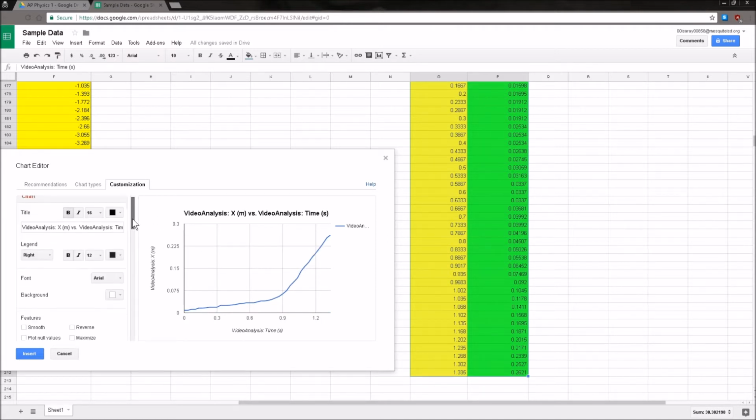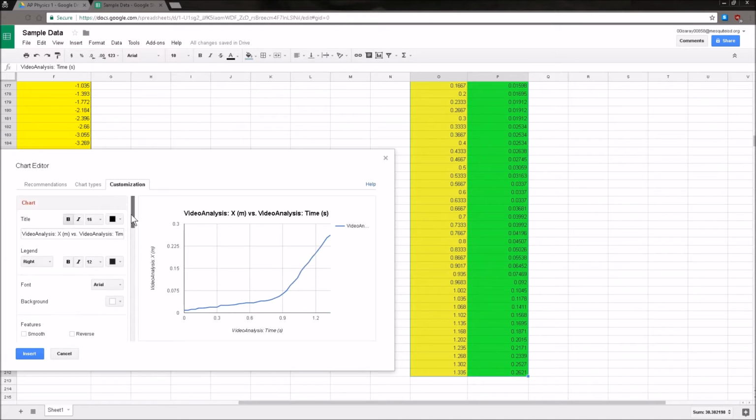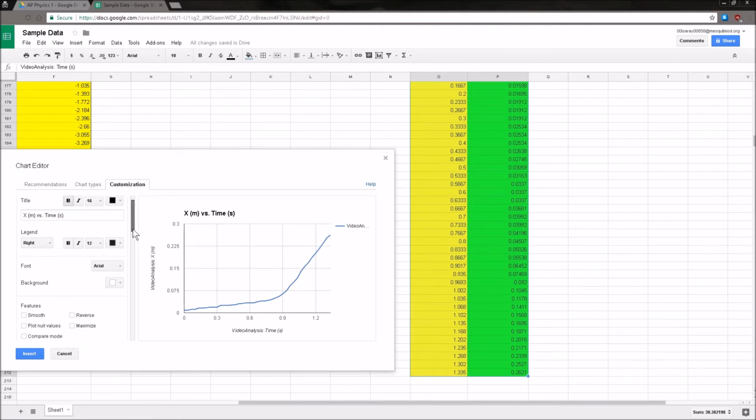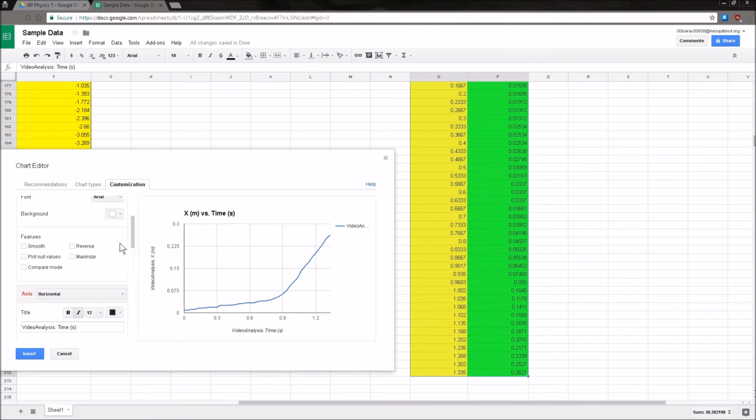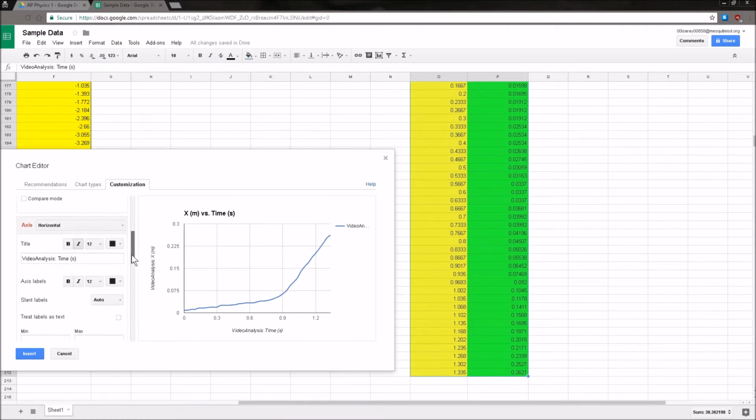So now we're going to customize. You should always try to clean up your title a little bit. So we're just going to have position versus time. Make sure to include units or else your teacher will almost certainly count off points. You usually won't want to use any of these, but if you have lots and lots of data points and your data looks a little jumpy, you might enable smooth. In general, you shouldn't have to do that though.